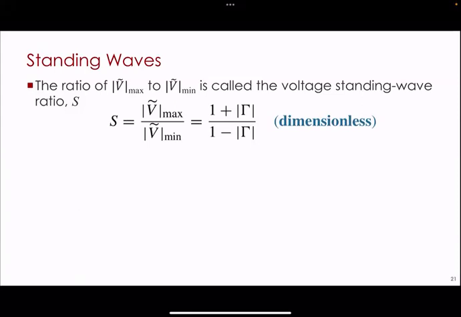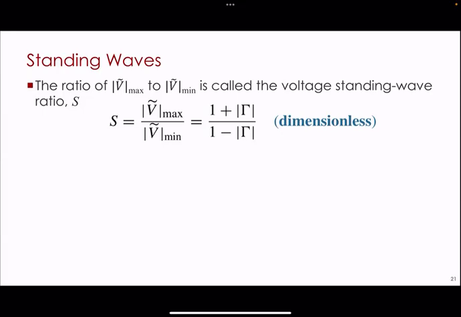So if you are given gamma, or you can calculate gamma, it's easy to calculate the standing wave ratio. So in our example back there, the magnitude of gamma was 0.3. 1 plus 0.3 divided by 1 minus 0.3. Bang, you've got the standing wave ratio. If you're given the standing wave ratio, though, can you calculate gamma? Only half of it, right?